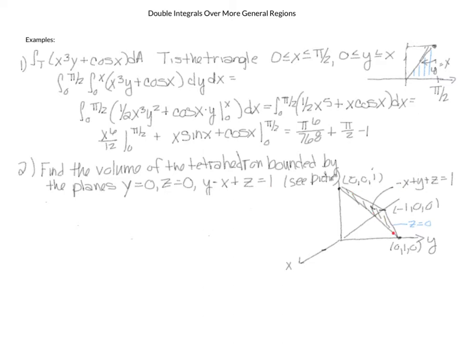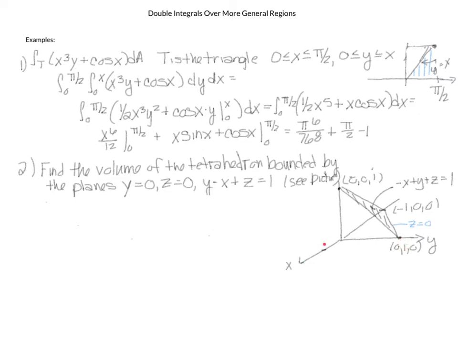And how did I get this plane? I got it by plugging in numbers. So the first thing I did is I said, well, where along the y-axis does this solid hit? So I plugged in 0 for x and 0 for z, and I got y equals 1.